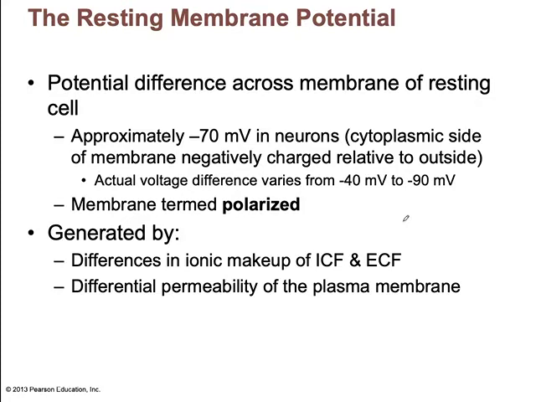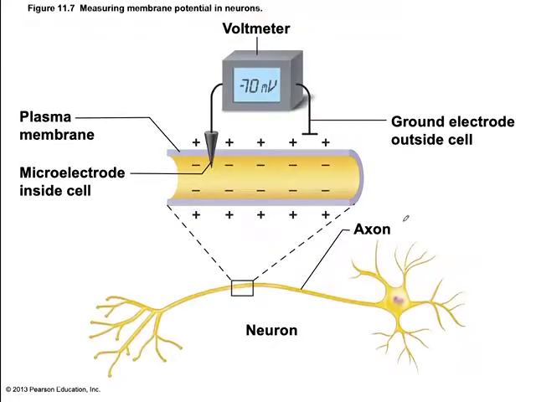And in this state, we term the membrane to be polarized because there is a charge difference. Okay? When that charge difference becomes less, we call that depolarization. And when that charge difference becomes greater, we call that hyperpolarization. The establishment of membrane potential is the result of differences in the ion distribution in the intracellular and extracellular fluid, and the difference in the permeability of the plasma membrane.